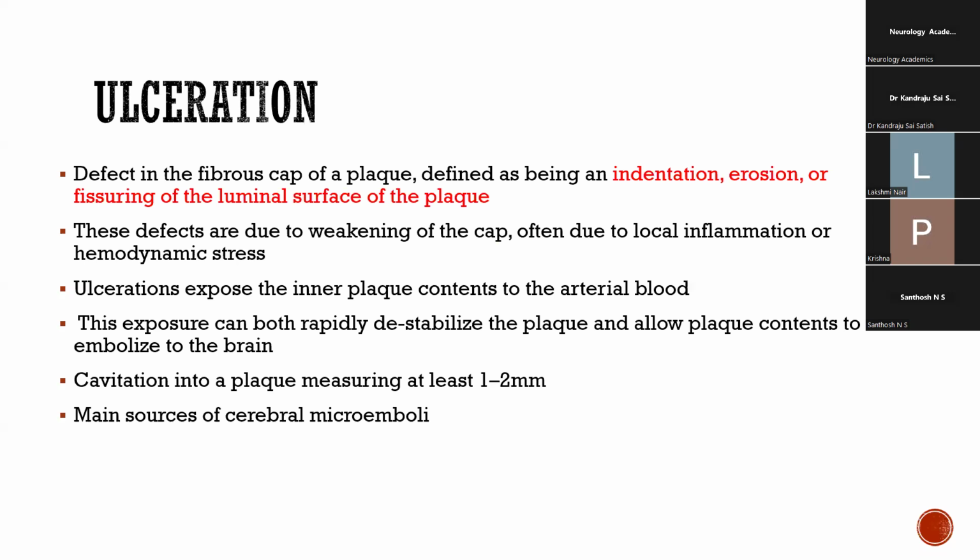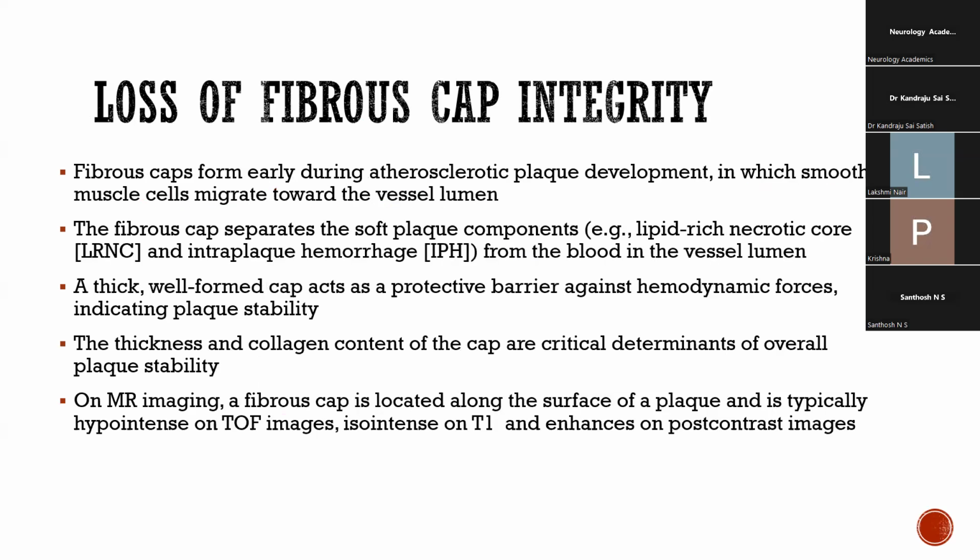So it is a defect in the fibrous cap of a plaque, and it is defined as an indentation, erosion, or fissuring of the luminal surface of the plaque. These defects are due to weakening of the cap, often due to local inflammation or hemodynamic stress. Ulcerations expose the inner plaque contents to the arterial blood, and this exposure can both rapidly destabilize the plaque and allow the plaque content to embolize to the brain. Ulceration is defined as a cavitation into the plaque measuring at least 1 to 2 millimeters, and it acts as the main source of cerebral microemboli.